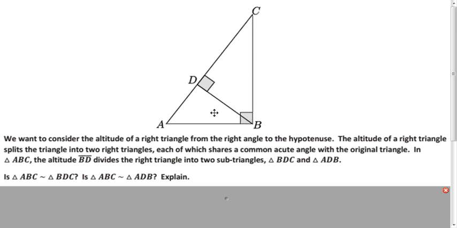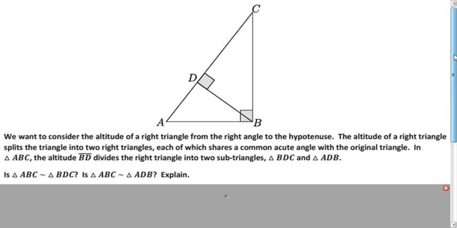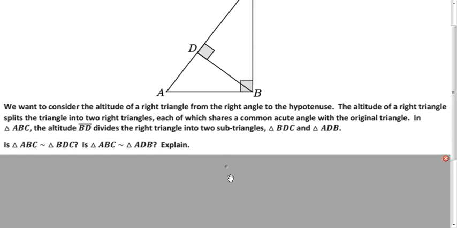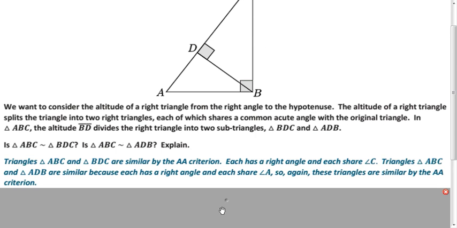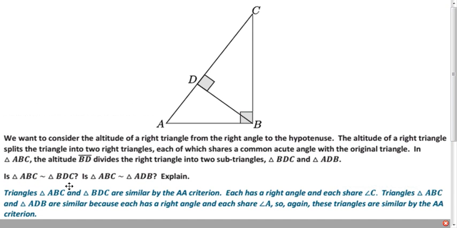So now we want to see, do we have similar triangles? This triangle ABC, the large one, is that similar to triangle BDC, the medium one? And the same goes for ABC and ADB, the small one. Are they similar? Well, if you look at them, they both have right angles. Each pair, they have right angles, and they share a vertex. So these two statements are both true by angle.